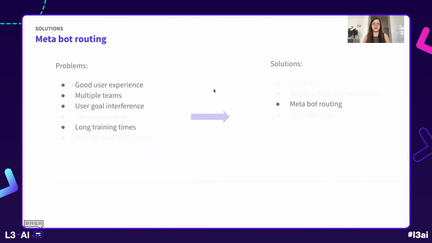Cool. The next solution is metabot routing. This is the one that everyone always loves to talk to me about. They always say, hey, how do we do this? So I'm going to talk about some solutions there. The problems that this addresses are all the ones of the previous one and also the long training times.